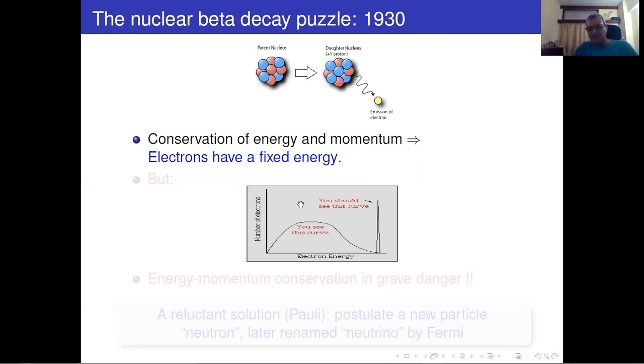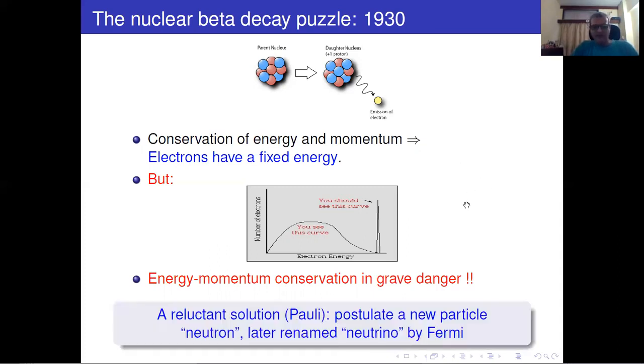Experimentally, of course, what was observed was this big curve, which was spread all over electron energies, and that tells you that somehow in this reaction, energy-momentum conservation is being violated. That's something that we physicists do not like. However, there was no solution to this till about the 1930s. In fact, people as serious as Niels Bohr had suggested that it's possible that energy and momentum conservation is not obeyed at atomic and nuclear levels.